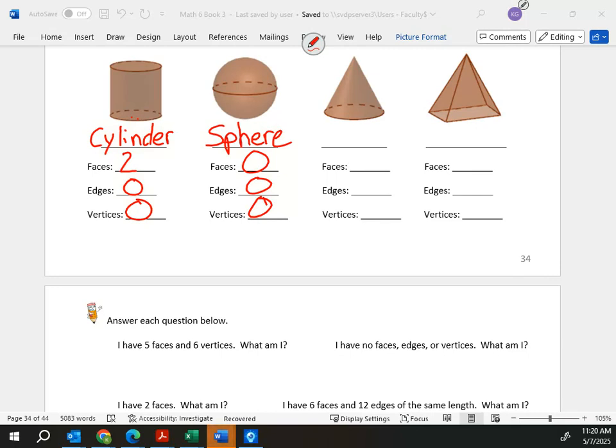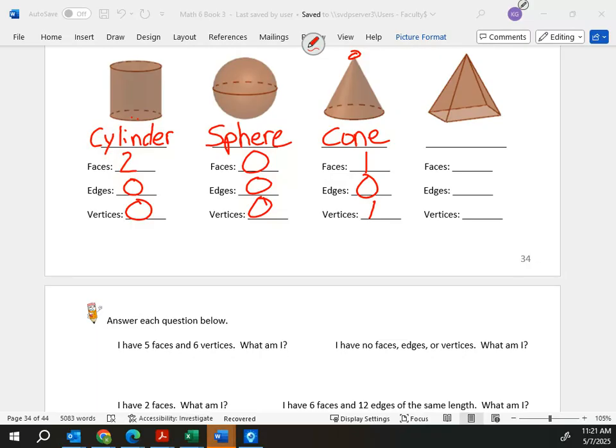What's our next one? Adeline. A cone. How many faces does a cone have, Lexi? 1. How many edges does a cone have, Nolan? 0. And how many vertices does a cone have, Lexi? 1. Good point. What is our last one?